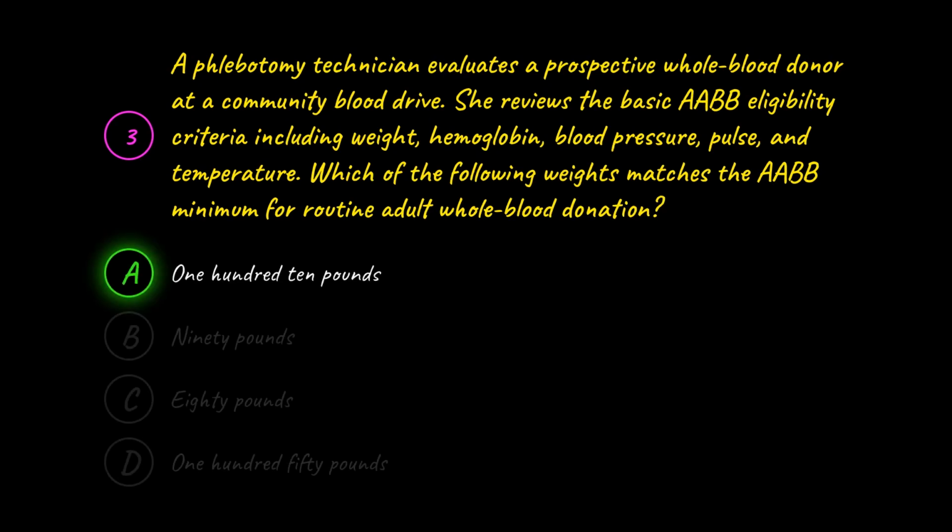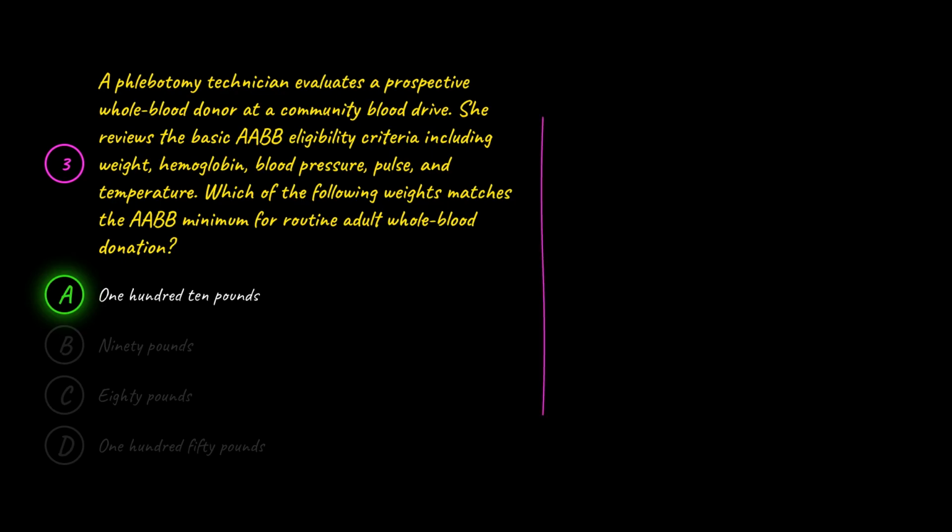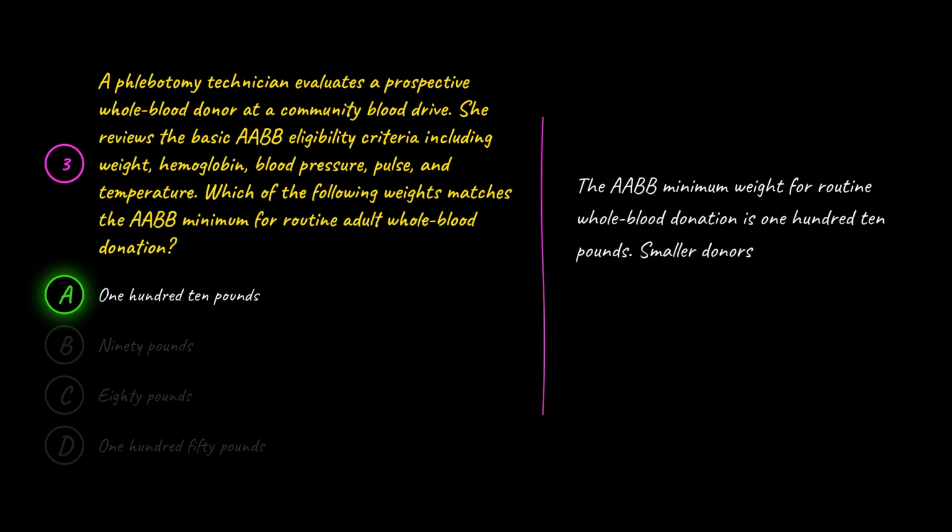The correct answer is A, 110 pounds. A is correct because the AABB minimum weight for routine whole blood donation is 110 pounds. Smaller donors risk hypertension and adverse reactions because the standard 450 milliliter draw represents a larger fraction of total blood volume.